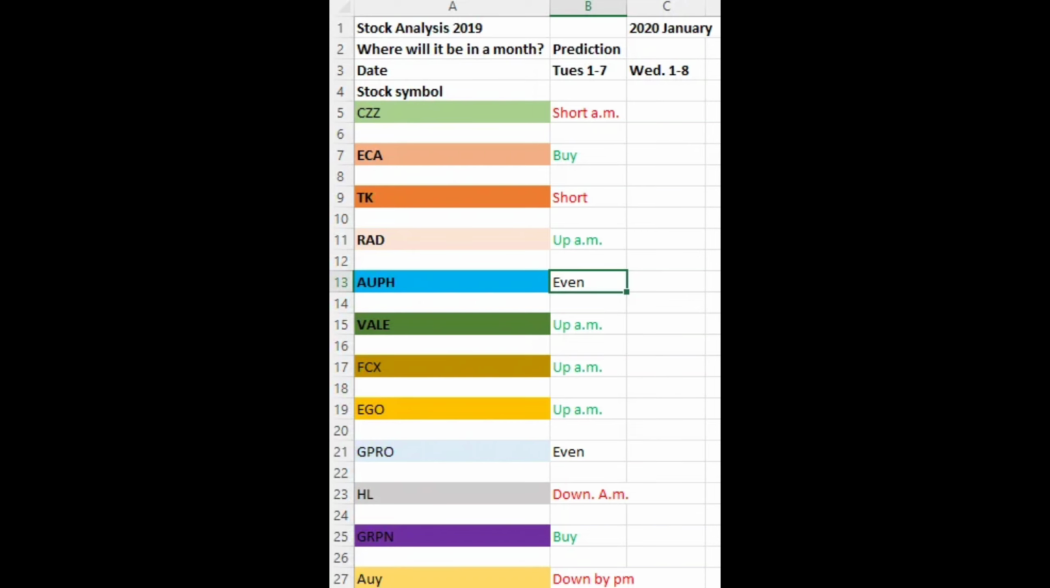Let's look at stock analysis here. This is the symbols I used a couple of years ago. I still use some of these today. And let's talk about stock symbols.